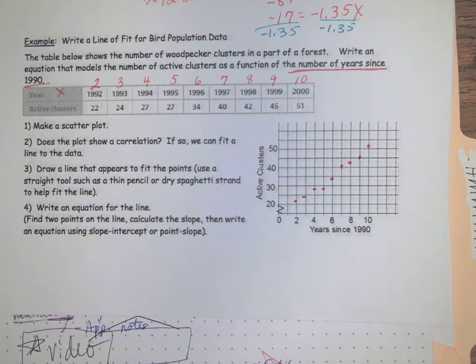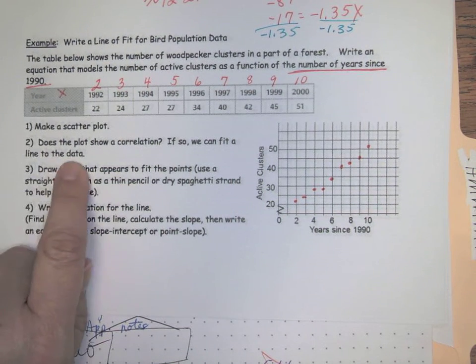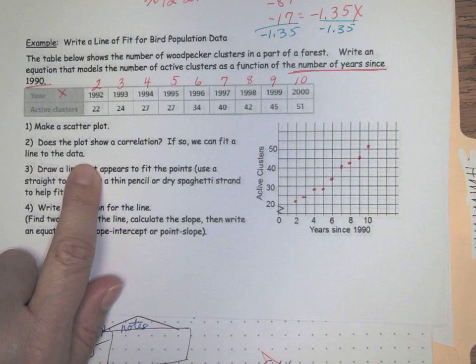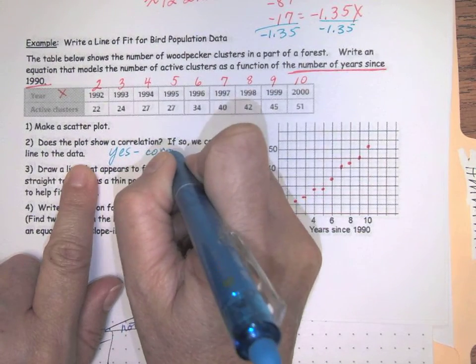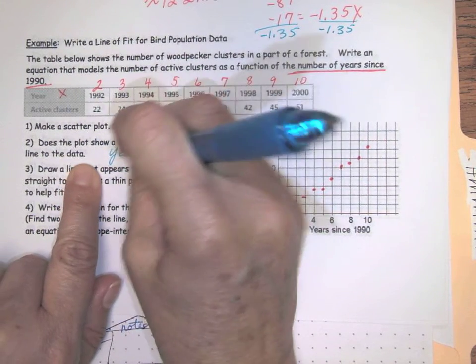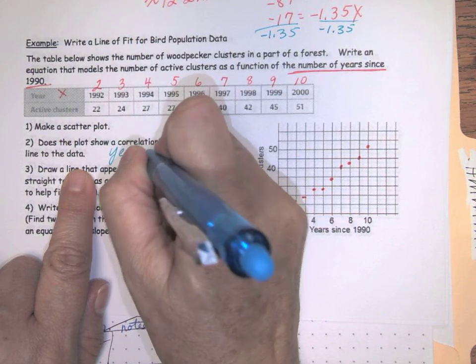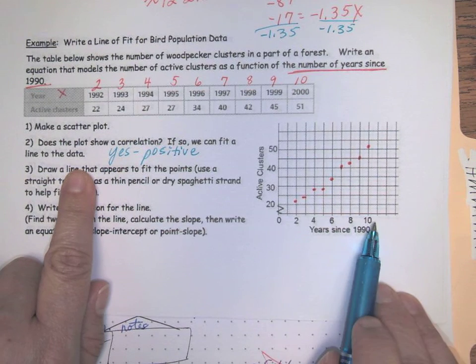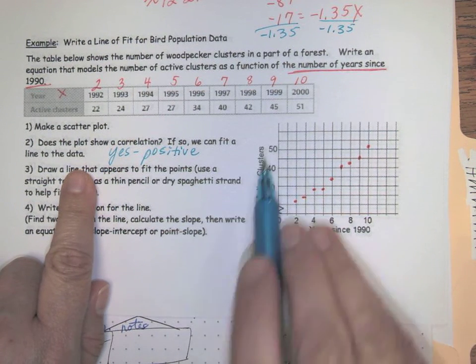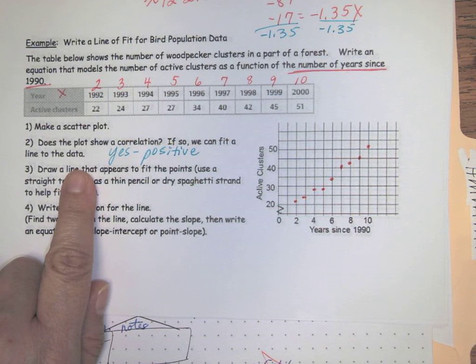All right, that was number 1, make a scatter plot. Number 2, does it show a correlation? Yes. Doesn't it show a positive correlation? It's going in a positive direction. So that means as X increases, Y increases. As the years increase, the active clusters increase. So the woodpeckers are reproducing. We've got more woodpeckers and more active clusters.